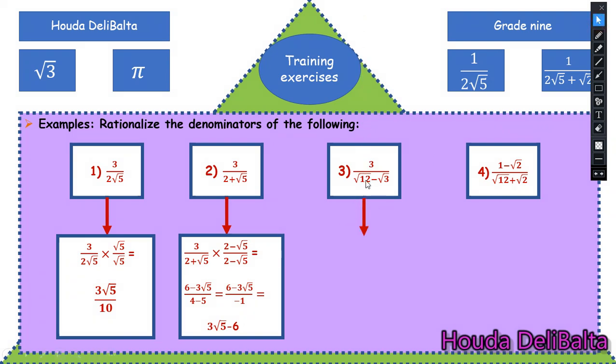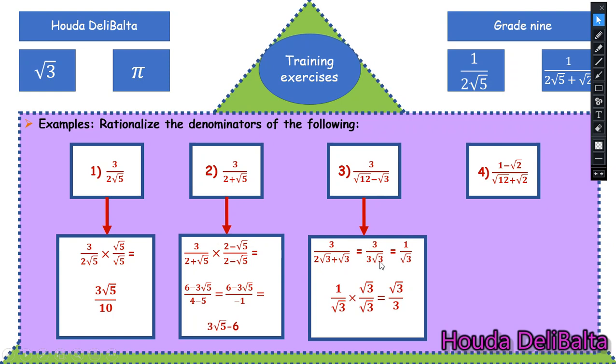3 over radical 12 minus radical 3. Before starting to think about the conjugate, let's see if there is a need to simplify the radicals you see here. So 3 over radical 12 minus radical 3, let's simplify radical 12. It's definitely 2 radical 3. So before thinking about the conjugates, let's see if I can make things easier. So 2 radical 3 minus radical 3 is just radical 3. I can cancel 3 by 3, then I will get 1 over radical 3.